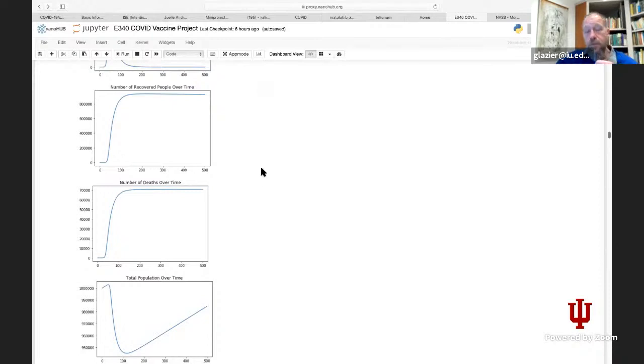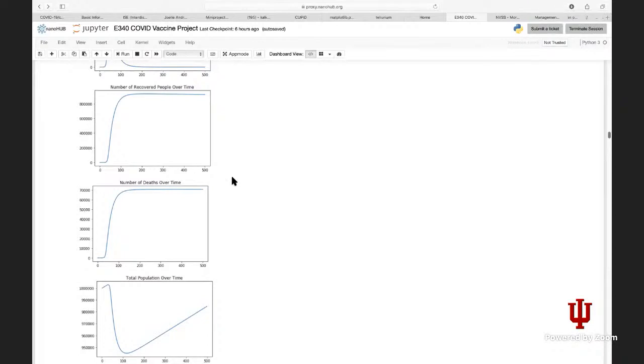Right. Yeah, sometimes when you change the parameters, if they get too extreme, then you don't really see very many changes over time.